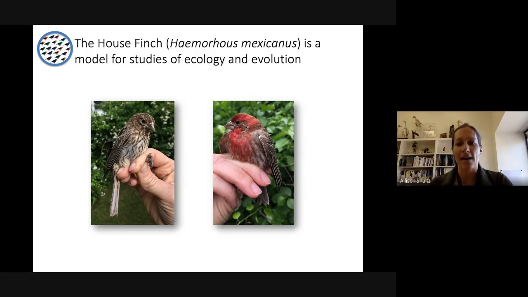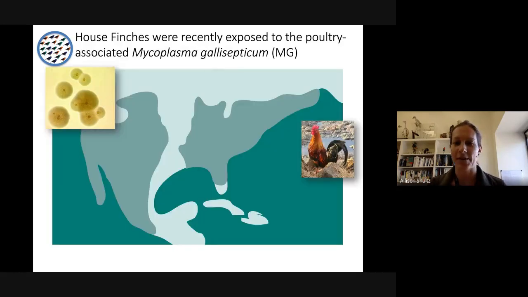Males have red on their crowns and their breasts. Females are kind of brown and streaky. And they occur on both the western and the eastern half of North America, although they're only native to the western North America. They were introduced to the east in about 1940. That's a whole other story.